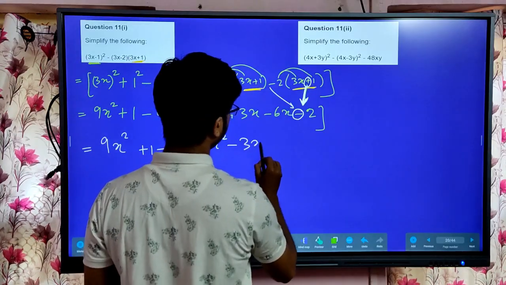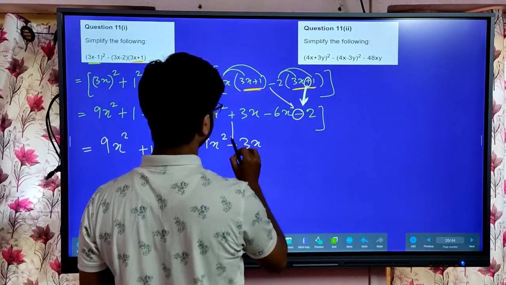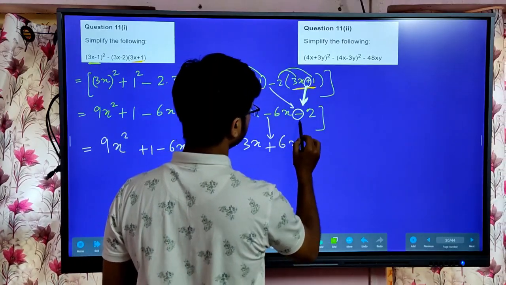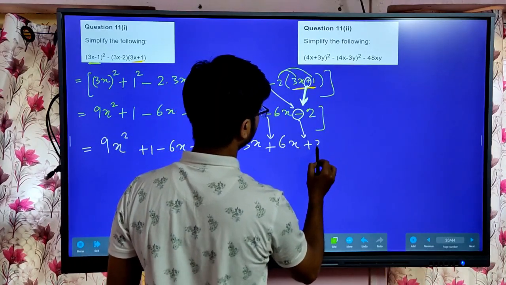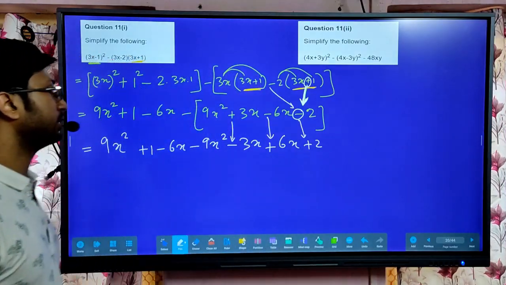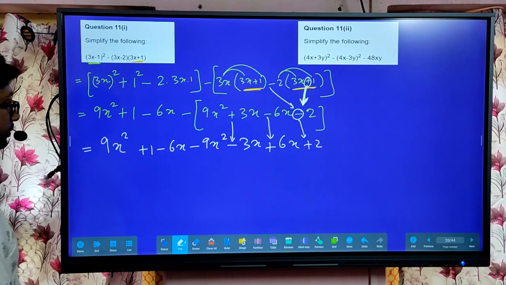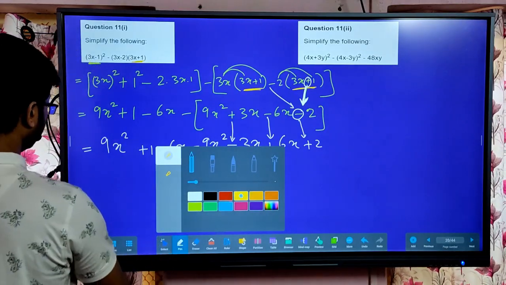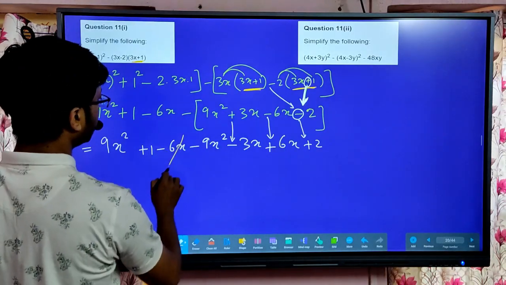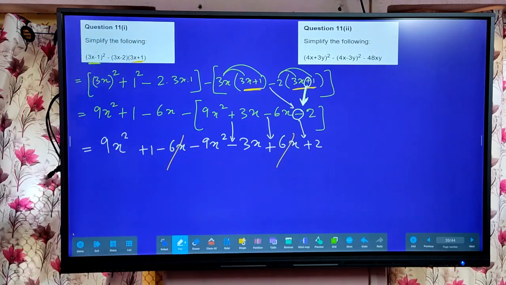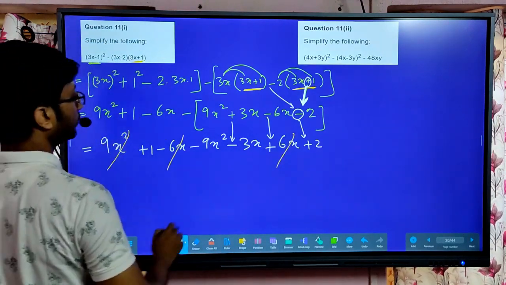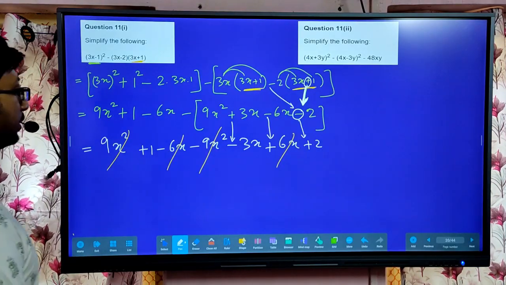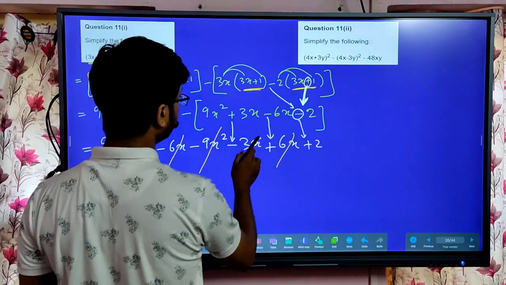Okay, let me first 3x. This plus is becoming minus. This minus will become plus 6x. This minus will become plus 2. Be very careful in changing all the signs. Okay. Now this sign will get cancelled out. This minus 6x plus 6x will get cancelled out. 9x square minus 9x square will be cancelled out. So what is remaining? Only minus 3x is remaining.